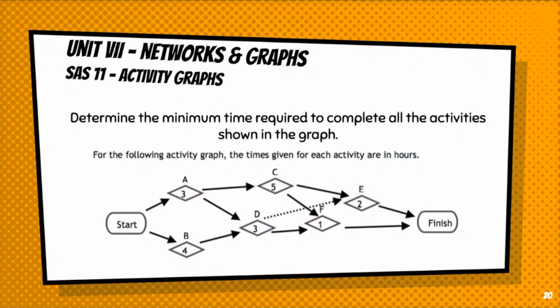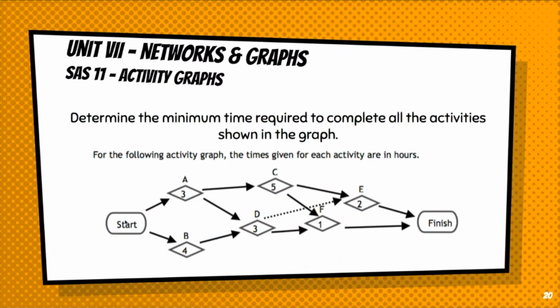All right. Determine the minimum time required to complete all activities shown in a graph. For the following activity graph, the times given for each activity are in hours. Now notice this dotted line from D to E. The only reason it's dotted is to show that it goes behind F. It is still a prerequisite for E. Interesting, huh? So let's look at our pathways. A, C, E; A, C, F; A, D, F; B, D, E; and then B, D, F. All right. Let's look how much each one is.